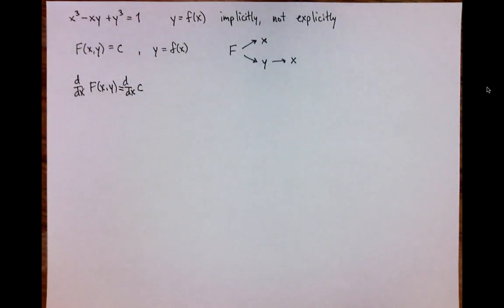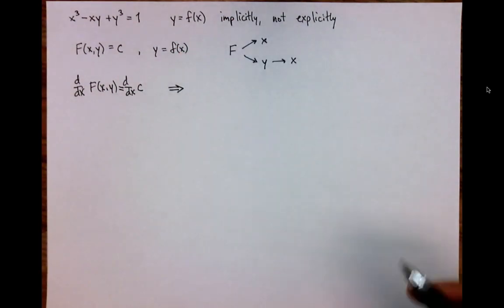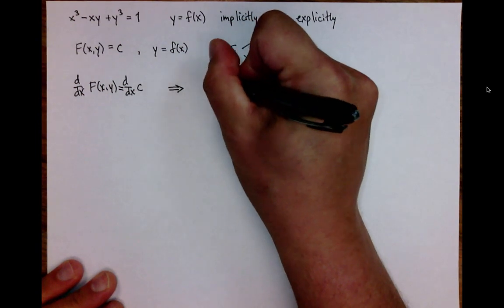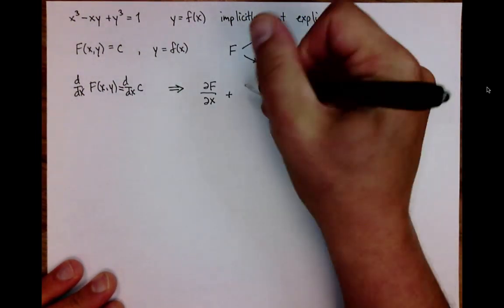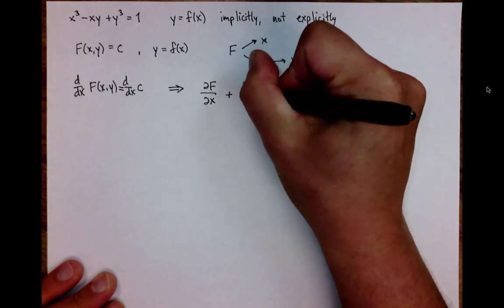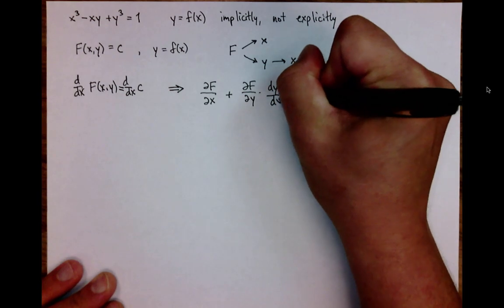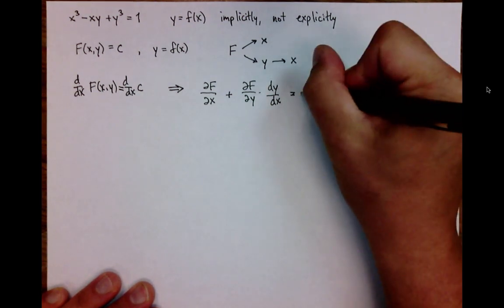All right. And then from there, on the left side, we apply the chain rule. Well, there are two paths to get from f to x. So we write down everything along each path and add them up, using partial derivatives where the variable has more than one dependency. So that's the left-hand side. The right-hand side is the derivative of a constant, so it's 0.